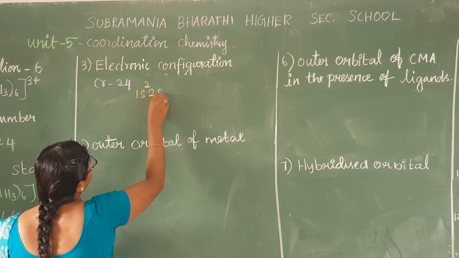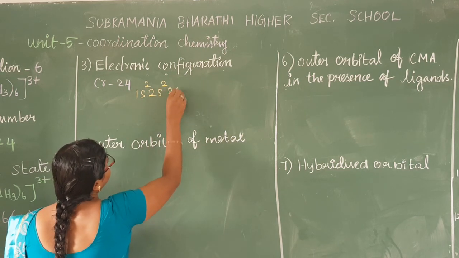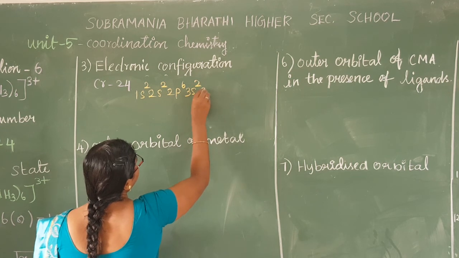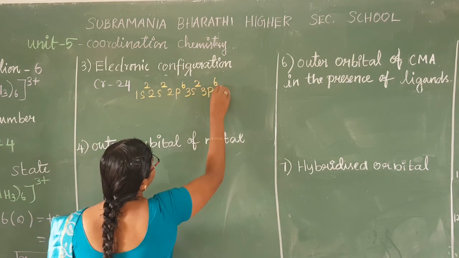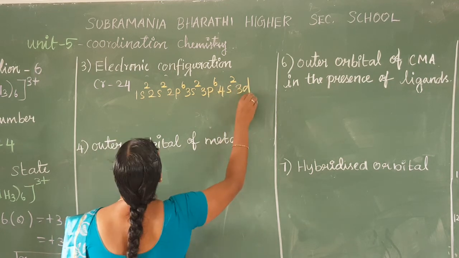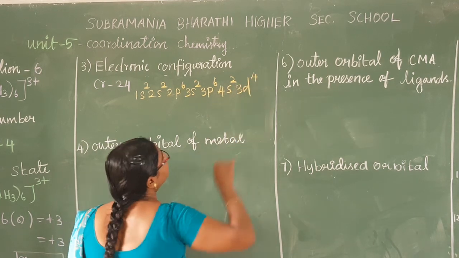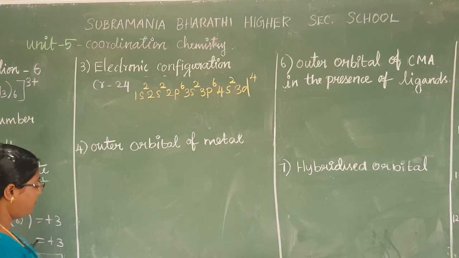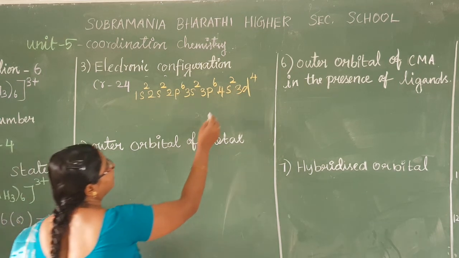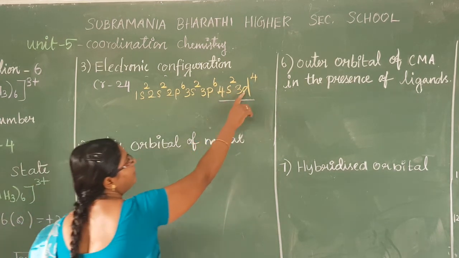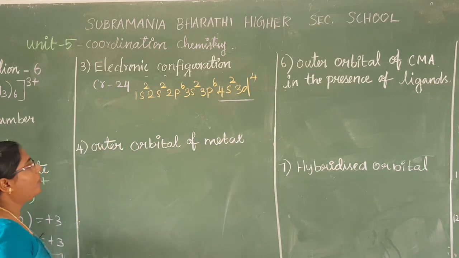1s2, 2s2, 2p6, 3s2, 3p6, 4s2, 3d4. Okay, so this is the electronic configuration for chromium. Okay, it is our central metal atom. Here we have to take the outer electronic configuration. 4s2, 3d4 is our outer electronic configuration.